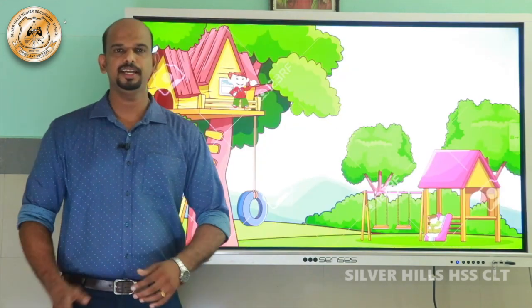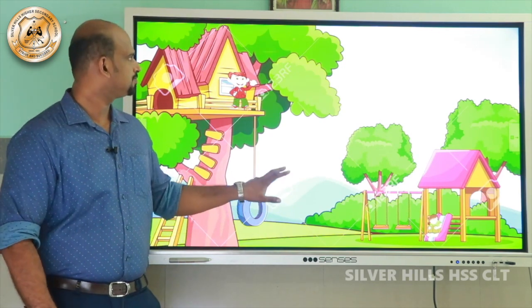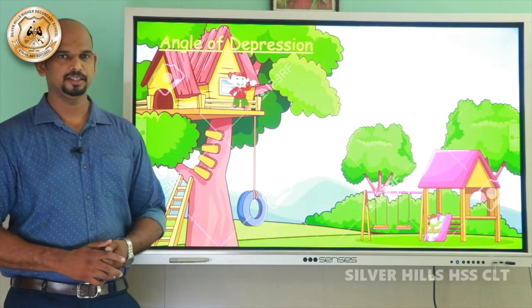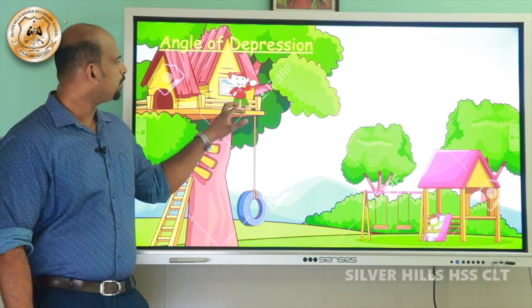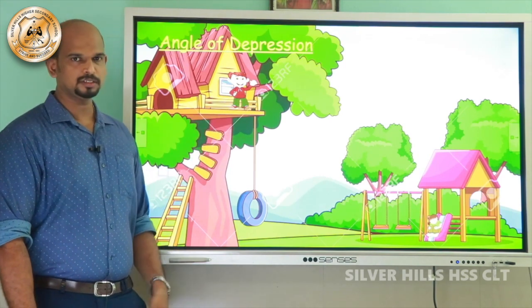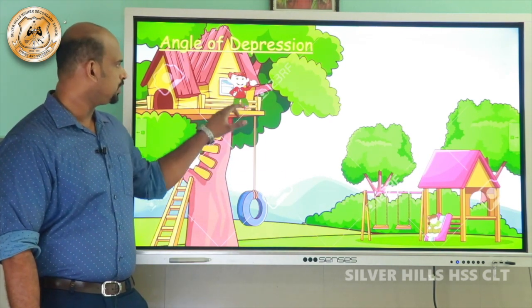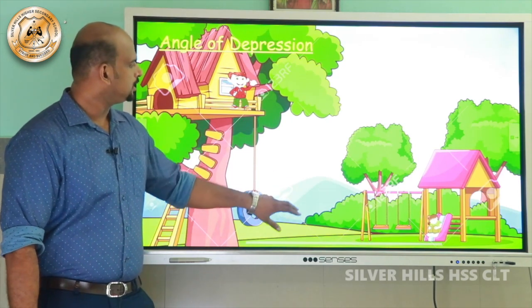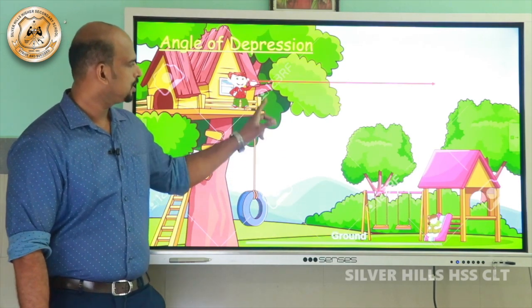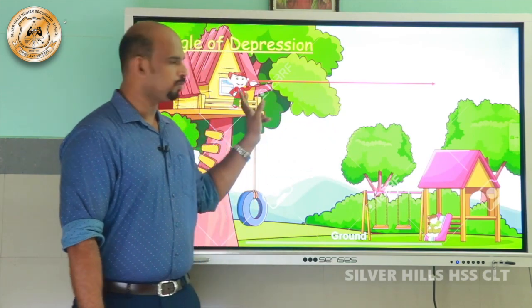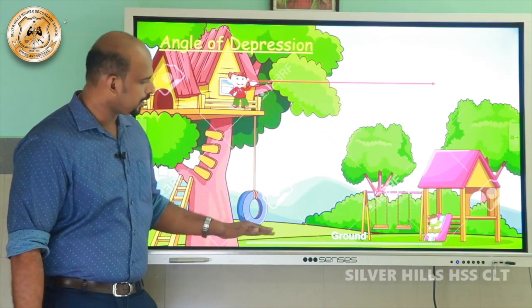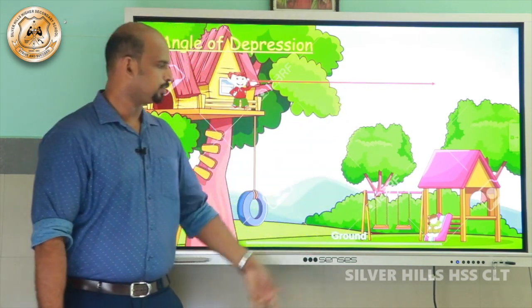Next, angle of depression. Look at this figure. Here a boy is standing in a tree house, and this line represents the straight view of this boy. This straight view is parallel to the ground.